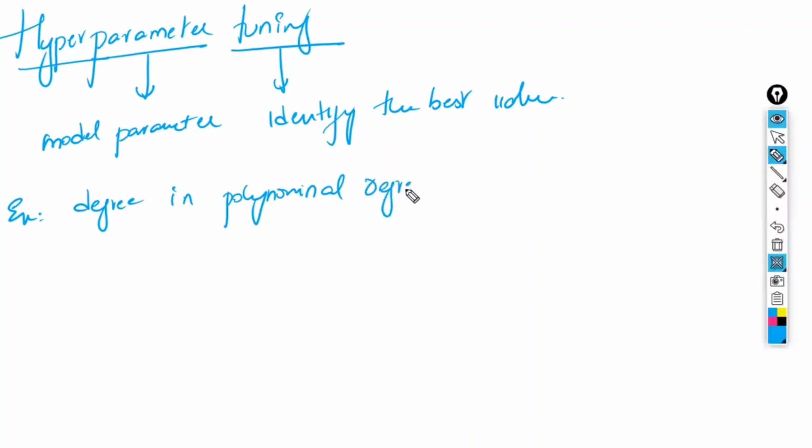So we have identified the best degree value. Indirectly, we have done hyperparameter tuning. Tuning means identifying the best value, which model parameter gives the best value in terms of result, the best results. Right? An example is degree in polynomial regression.